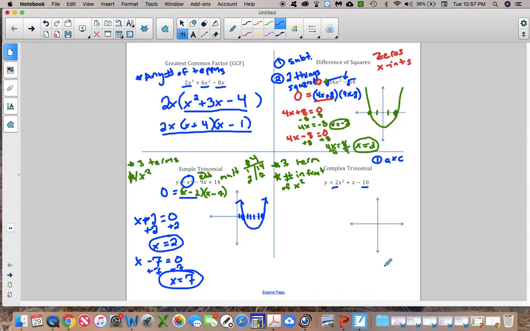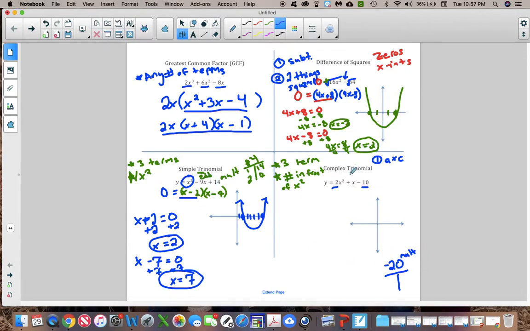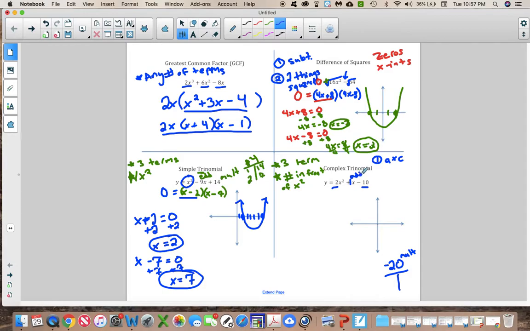2 times negative 10 is negative 20. And then I'm going to start listing out factors of negative 20. Now, I want to multiply to get negative 20. Multiply to get here, just kind of like how we were doing over here. Multiply to get negative 20, but when I add them, I want to get this middle number, which is 1. If there's no number here, it is 1. I want to add to get that number. So multiply to get negative 20, add to get 1, okay?